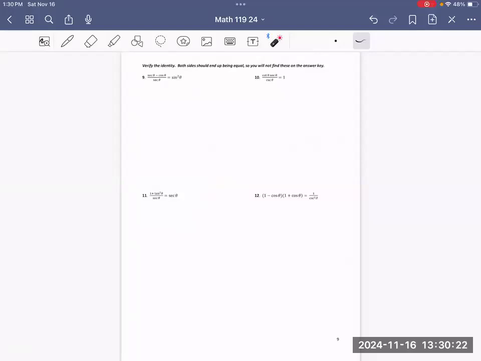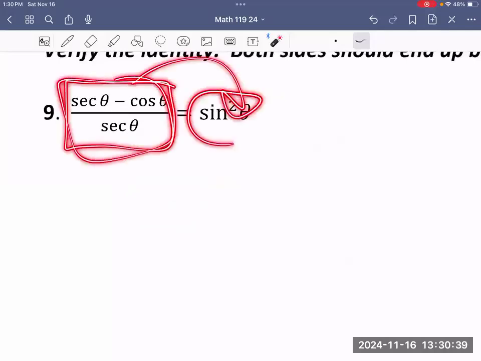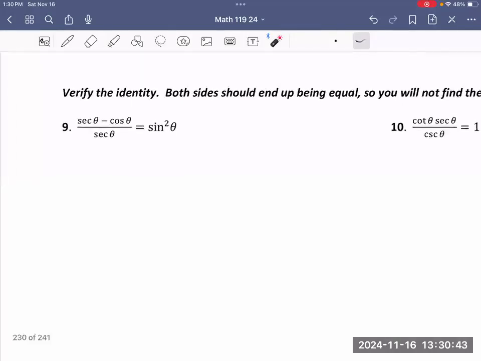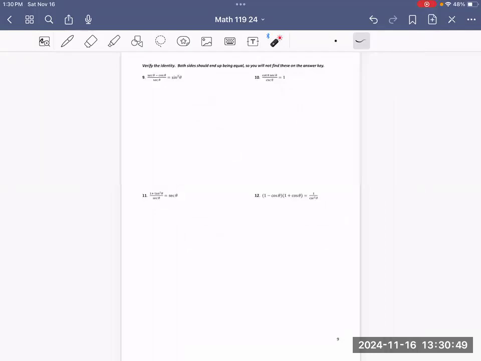Today we're going to be working on verifying an identity. You'll notice that with an identity, unlike simplifying, we actually have a goal to go towards. They're just saying that this whole thing, once simplified, should be sine squared, and we need to verify that that is in fact true. So I'd like you to pause the video here and try out these four. I'll show you the answer key here in a moment.